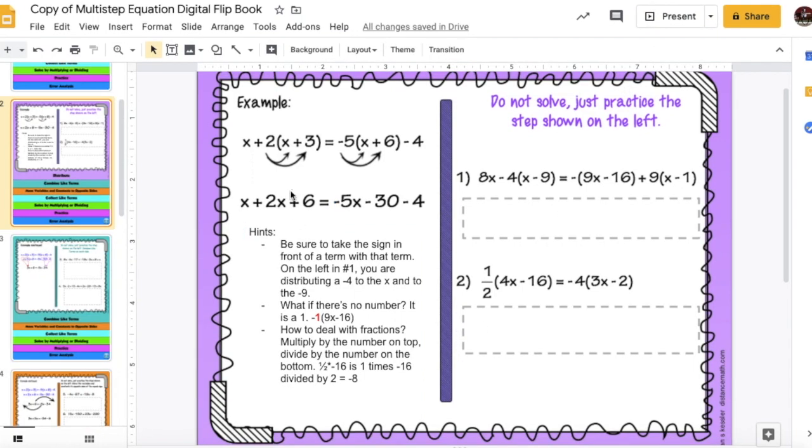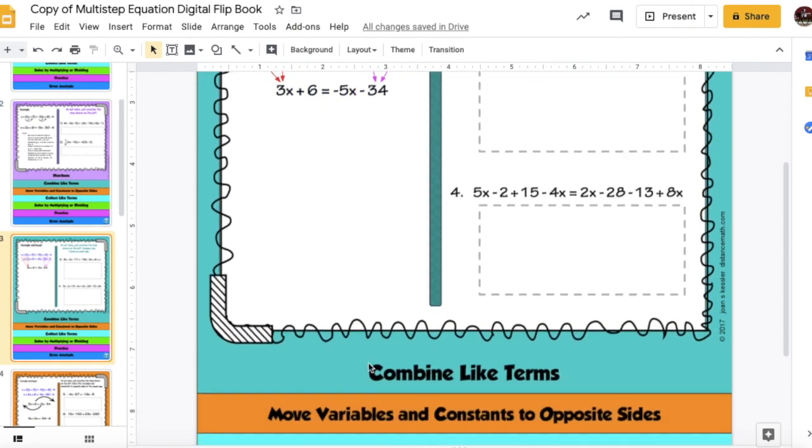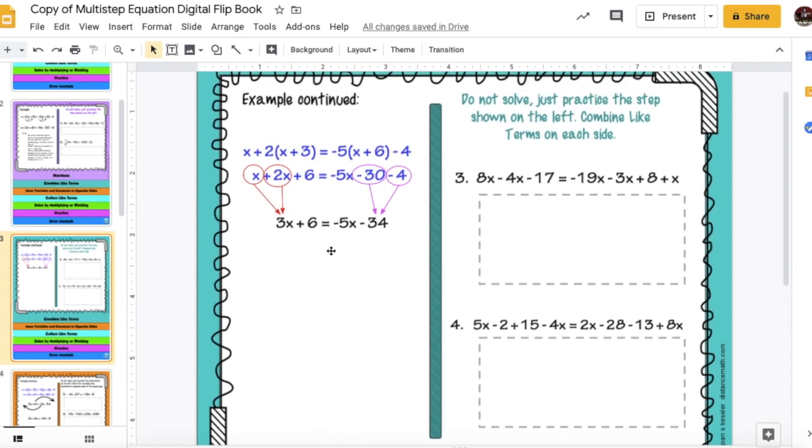Once we're done distributing, and you'll know you're done when you have no parentheses left in your expression, then it's time to combine like terms. When we say combine like terms at this step, we just mean on each side. We're not moving things around yet. We're just looking at each side of the equation.